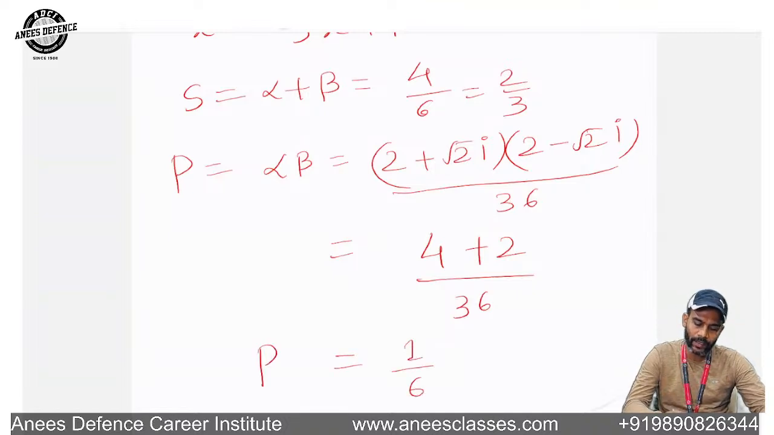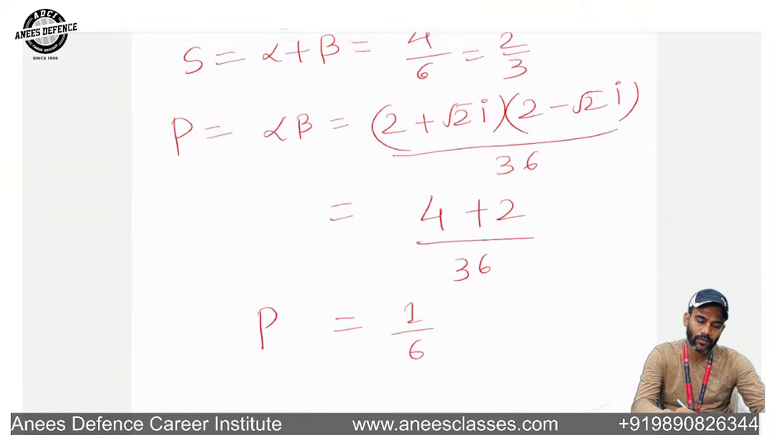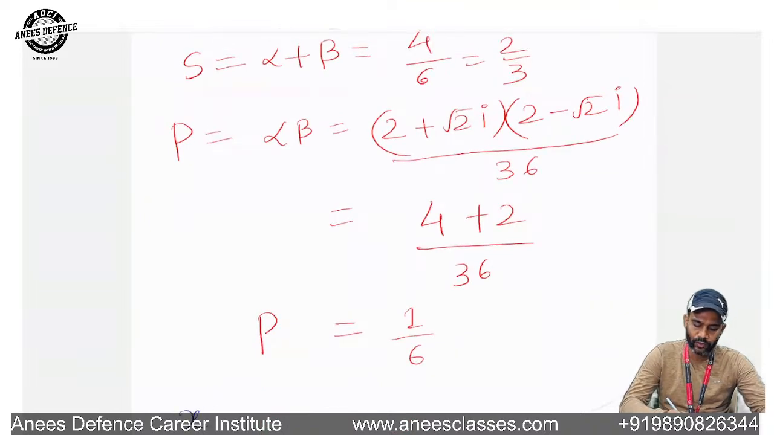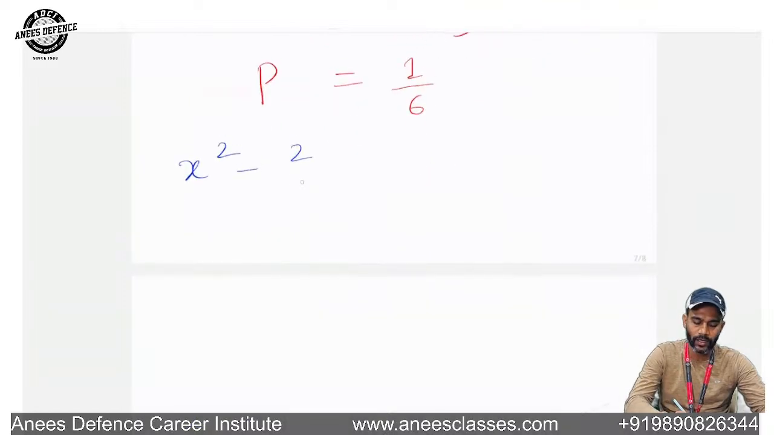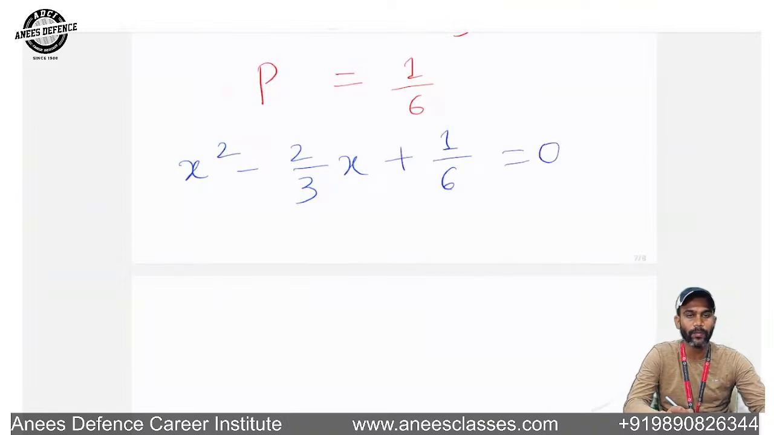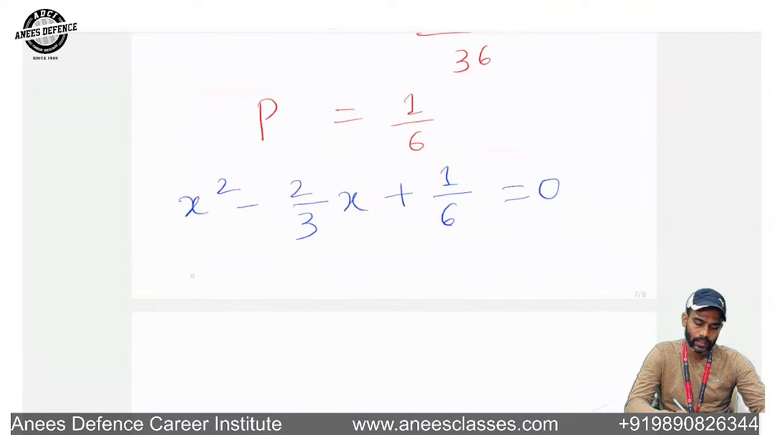So we have got p, we have got s. Now we can write the equation. So x square minus s, what is s? 2 by 3. So x square minus 2 by 3 x plus 1 by 6. Yes or no? Can I multiply the whole equation by 6? Yes, sir. So what will we get? 6x square minus 4x plus 1 is equal to 0.